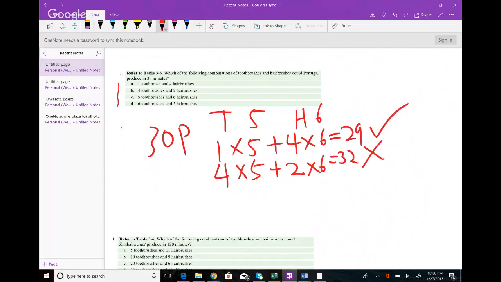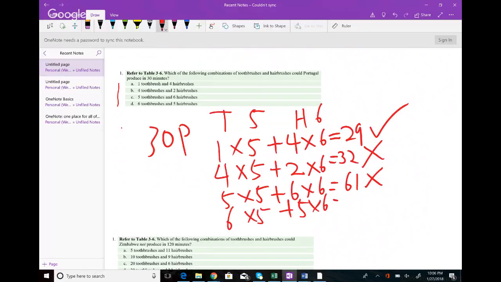That's too much. Okay. And the next one, 5 toothbrush, 5 minutes each, plus 6 hairbrush, 6 minutes each. Oh, that's going to be a lot. So 25 plus 36, 61 minutes. That's way over. Okay, and then next, 6 times 5 plus 5 times 6. That's also way out there. So the only one that's actually under 30 minutes, which is possible for us, is going to be the first.